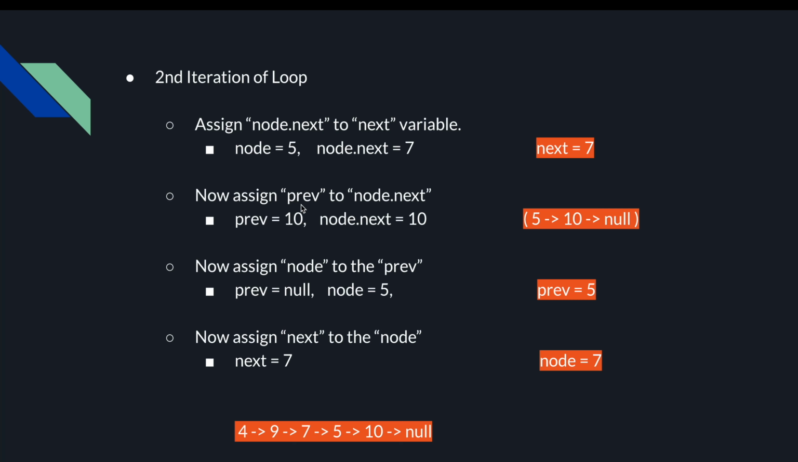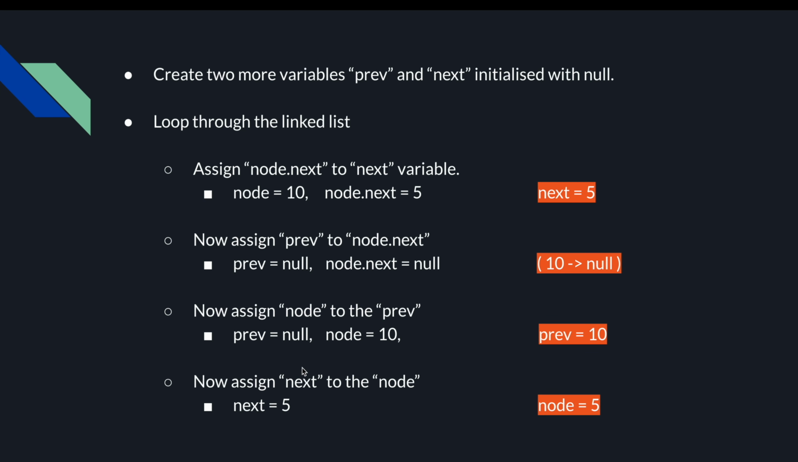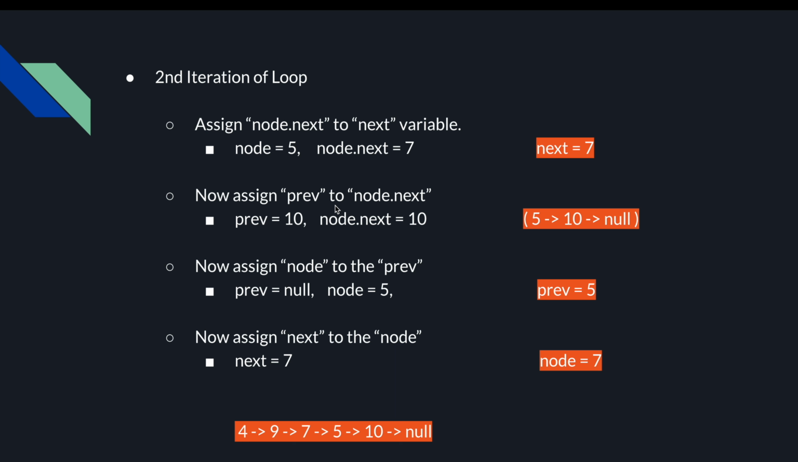Second step, now assign the previous variable to the node.next. If you see our previous iteration, the value of previous was node 10 here, where node 10 is pointing to null. Now assign previous to the node.next, and you can see after assigning the previous variable to the node.next, this is our second progress of reversing the linked list. 5 is pointing to 10 and 10 is pointing to null.